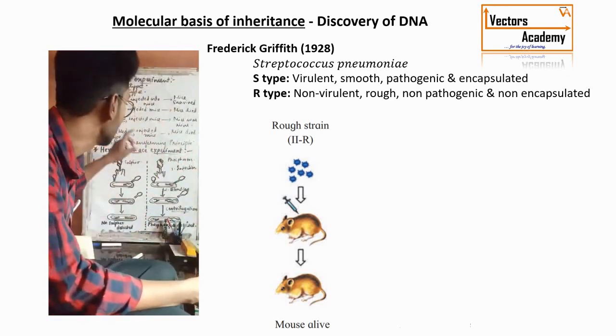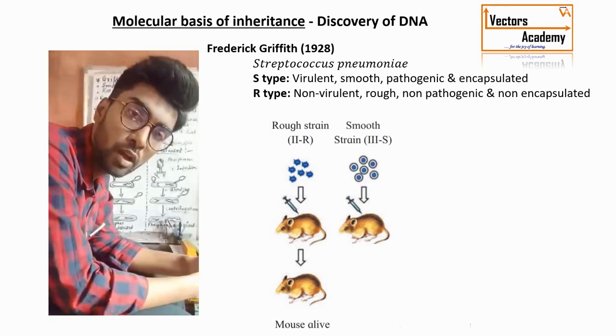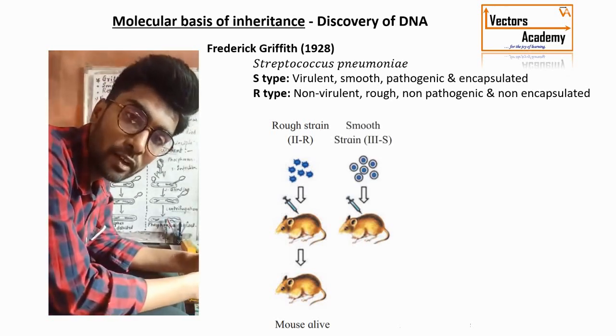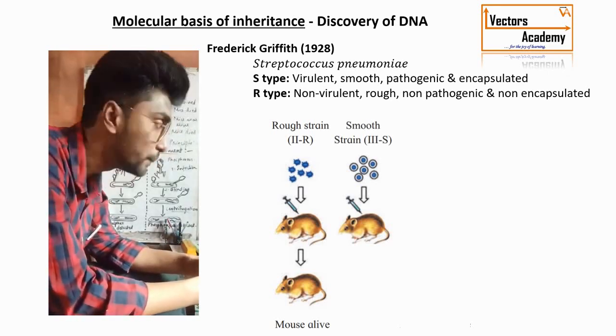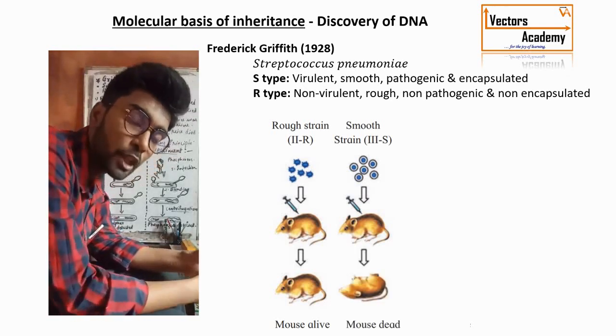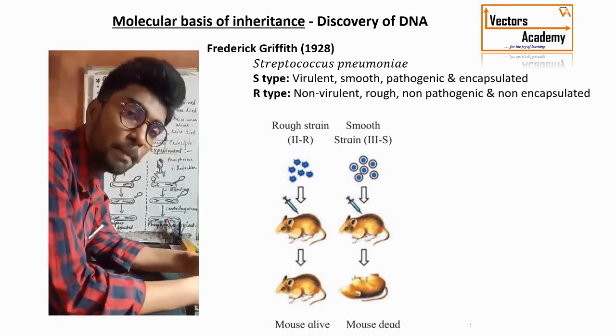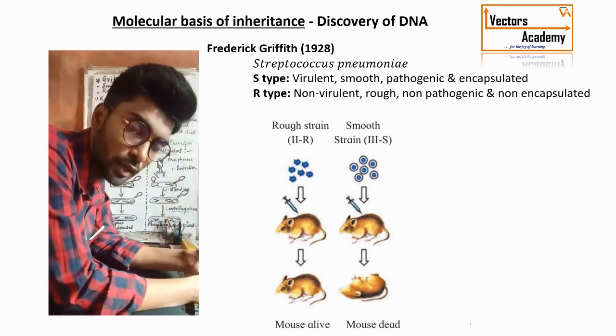Now the second observation: he took S type bacteria and injected it into the mice. When S type bacteria, which was virulent and pathogenic, was injected into the mice, they developed pneumonia and finally died. Now why did the mice develop pneumonia? Because S type bacteria was virulent and pathogenic.